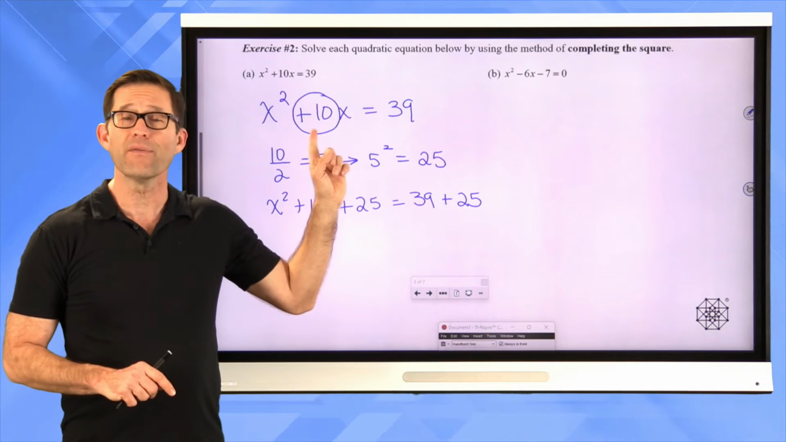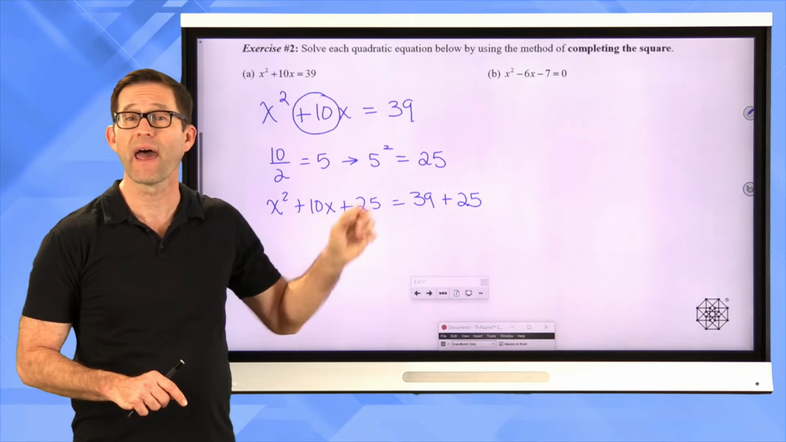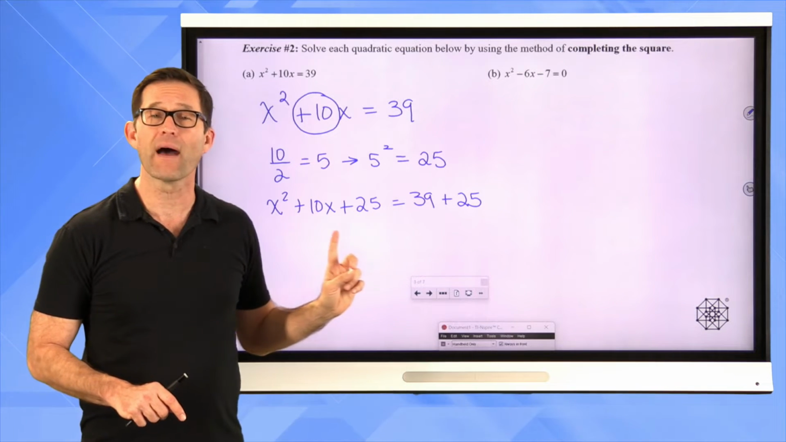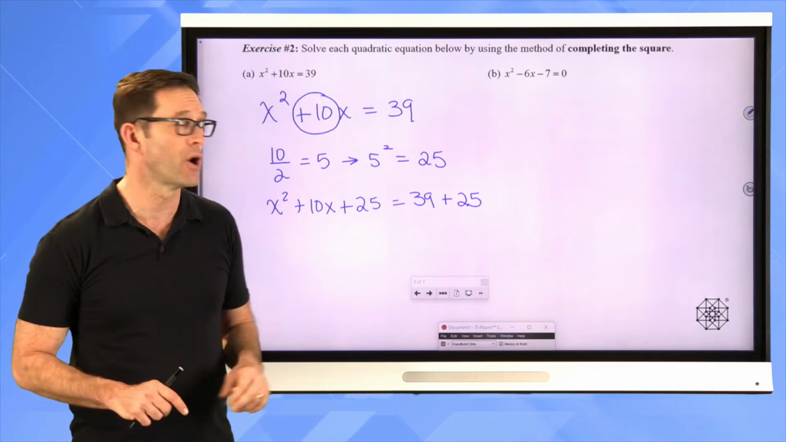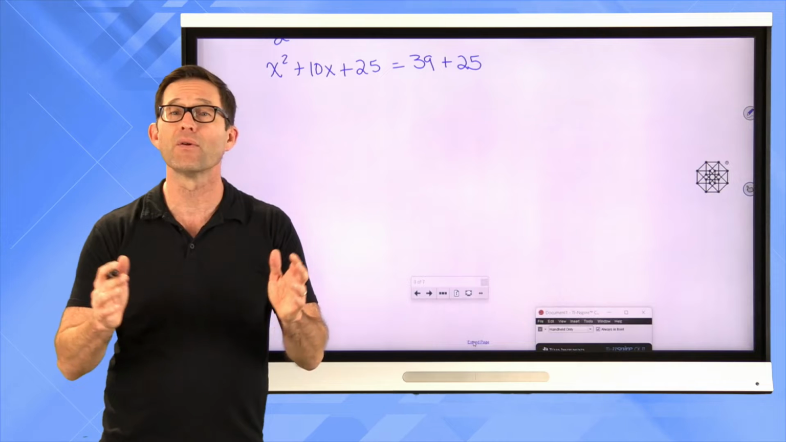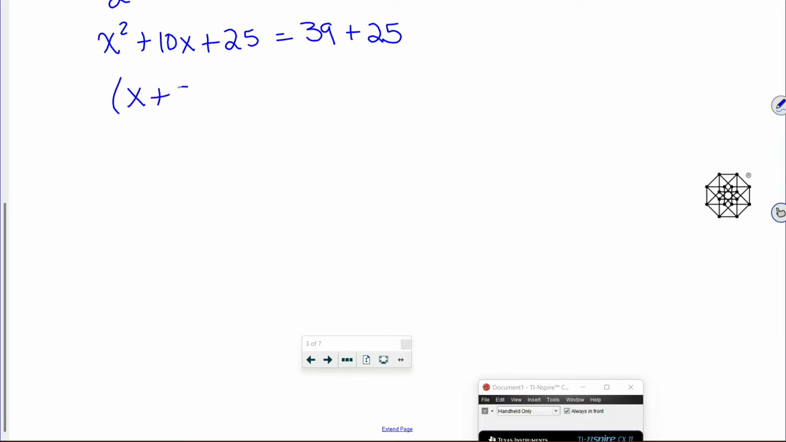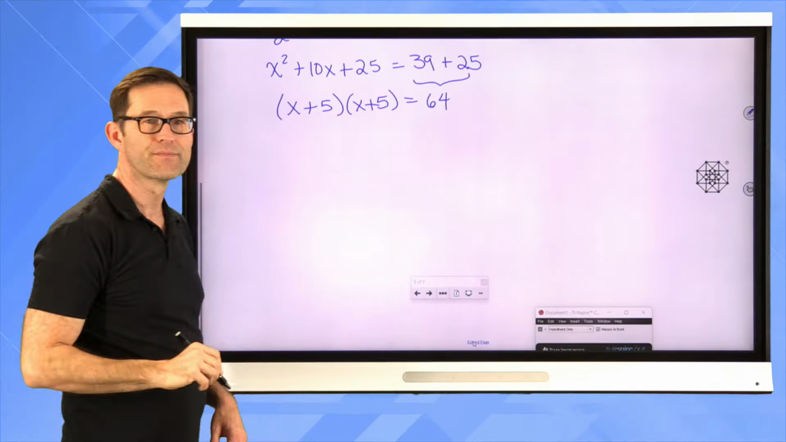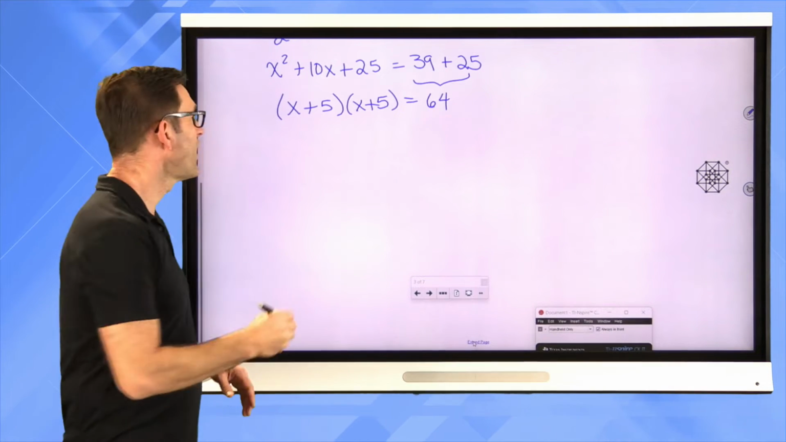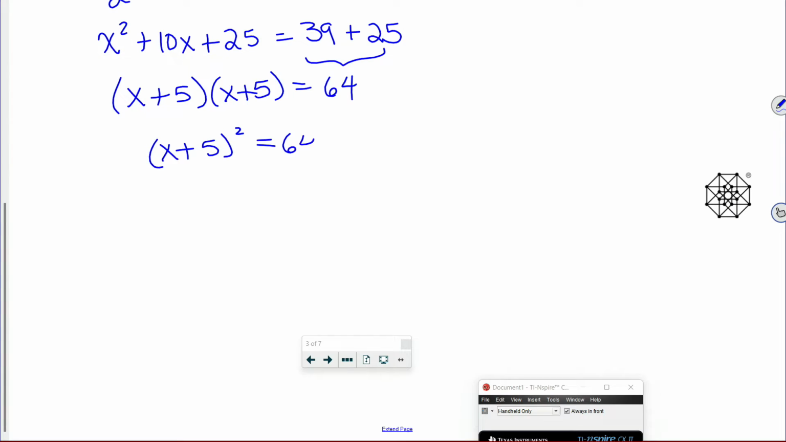Now, if we did that correctly, if we divided our b value by 2 and squared it and added it on, then the trinomial that we have here will now be what's called a perfect square trinomial, meaning that it will be a trinomial that can be factored as a binomial squared. Specifically, on the left-hand side, this factors as x plus 5 times x plus 5, and this just added together gives me 64. All right. Now, obviously, x plus 5 times x plus 5 is x plus 5 squared is equal to 64.